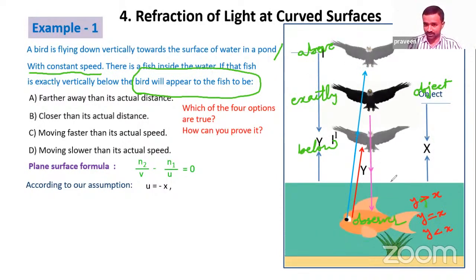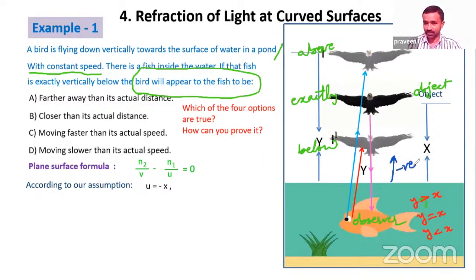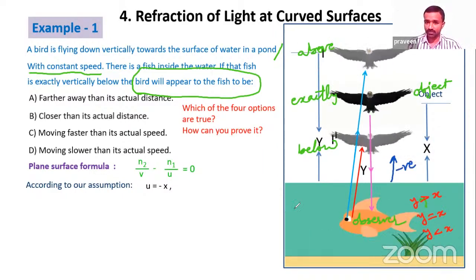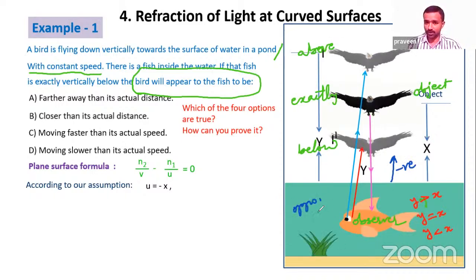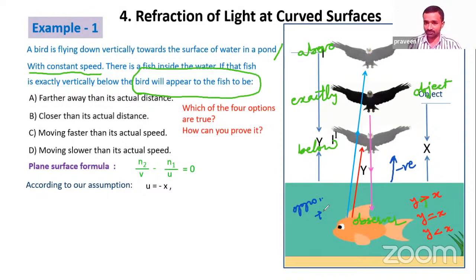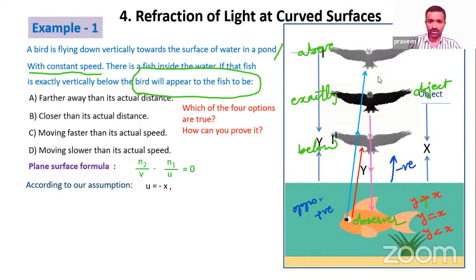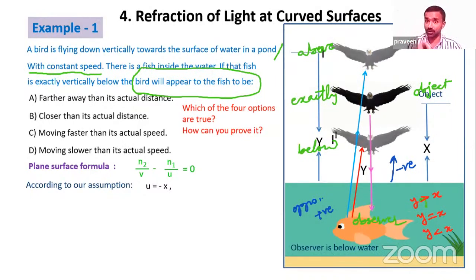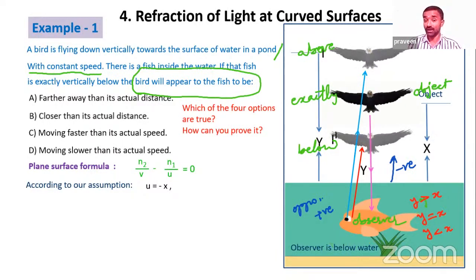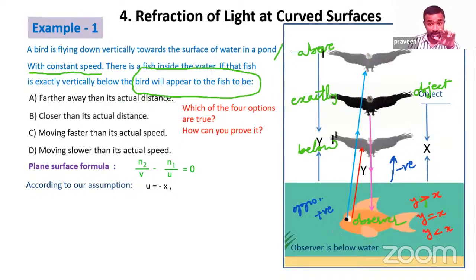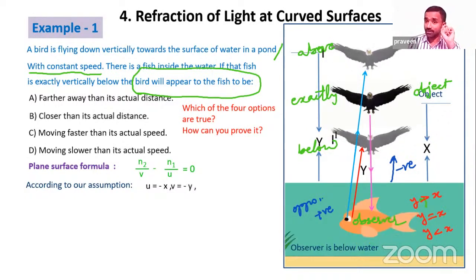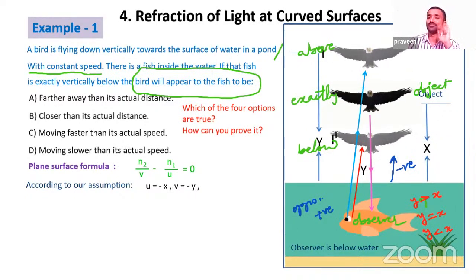Here, object side is negative, right? And the opposite side is positive. So where is your object? Where is your image? Both are on the object side only. So they are negative. Simple. According to that, u equal to minus x and v equal to minus y. The observer is below the water, right? So the image is on the same side, and we take image distance y as negative, same side as the object.